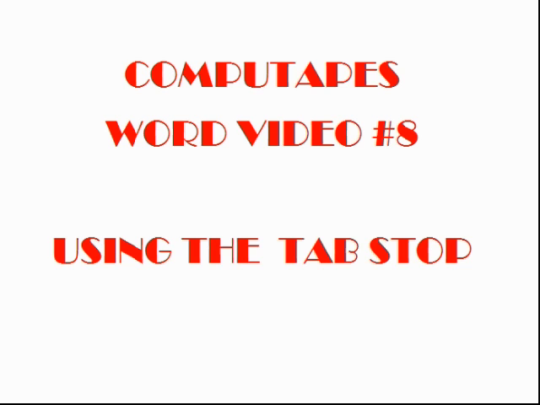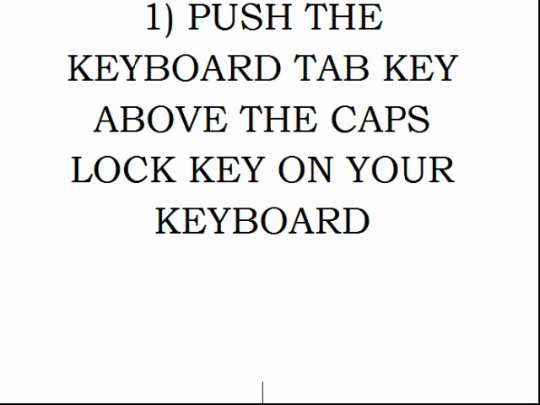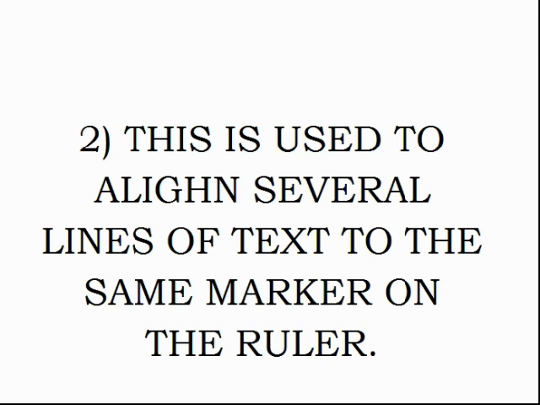Computapes, Word, video number 8, using the tab stop. The tab stop is created when you push the tab key above the caps lock on your keyboard. Now, use this to align several lines of text to the same marker on the ruler.